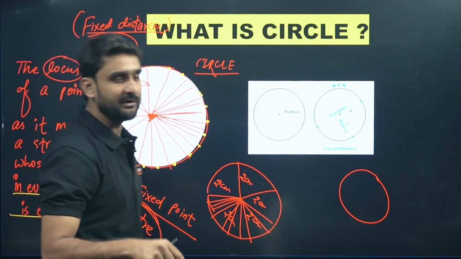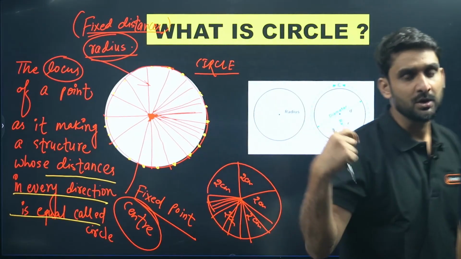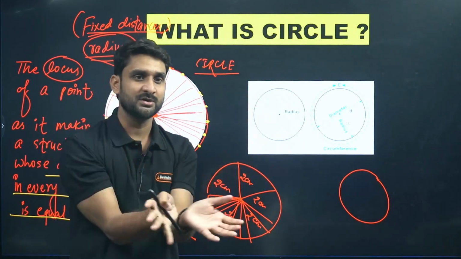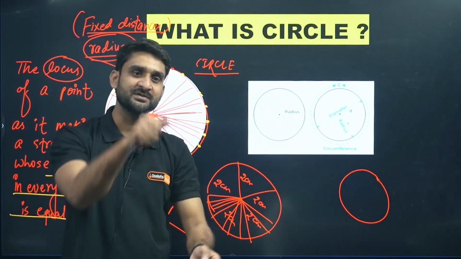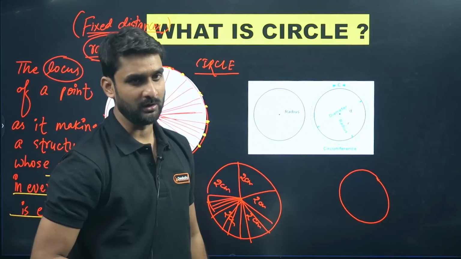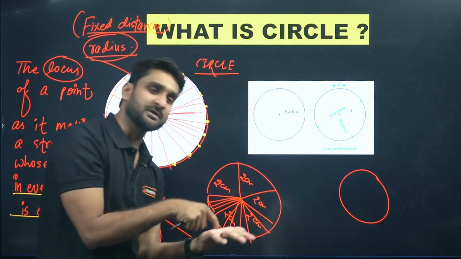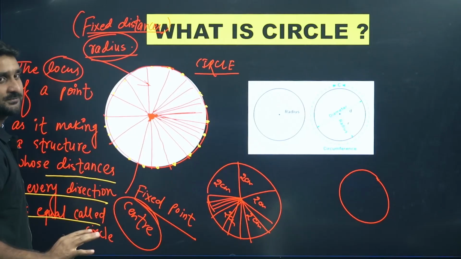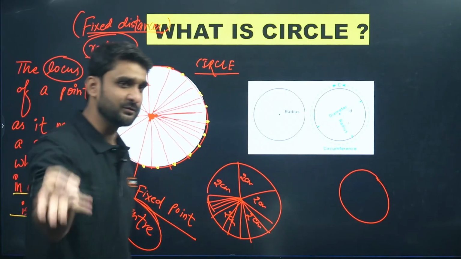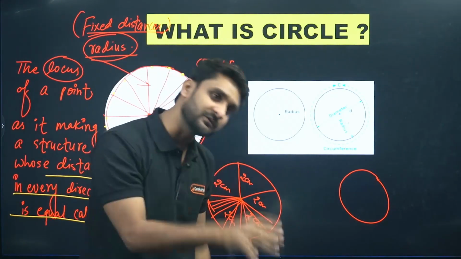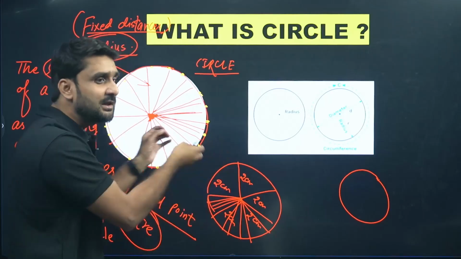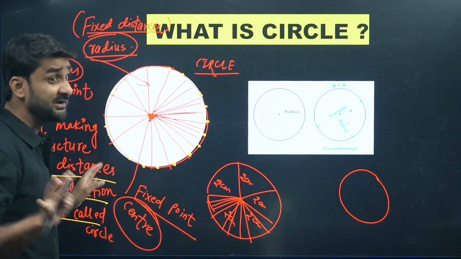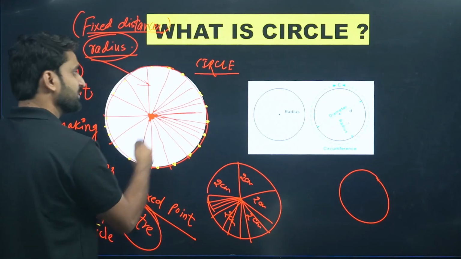So either you can memorize this definition or you can go through the first definition I told you. The boundary structure whose distance in every direction from a fixed point is called a circle. That fixed point is called the center and those fixed distances are called the radius. Radius is already introduced to you and the center is also introduced to you. So there is nothing new to you all, right? You know radius, you know center. I am giving you the complete definition of this, right? Okay, so this is the basic circle.